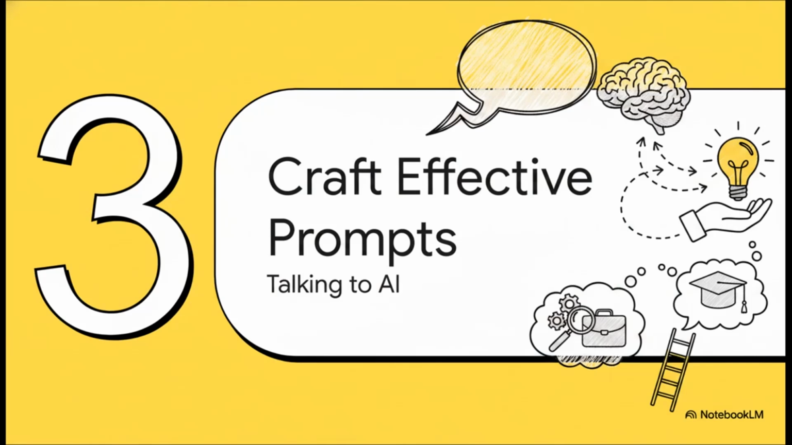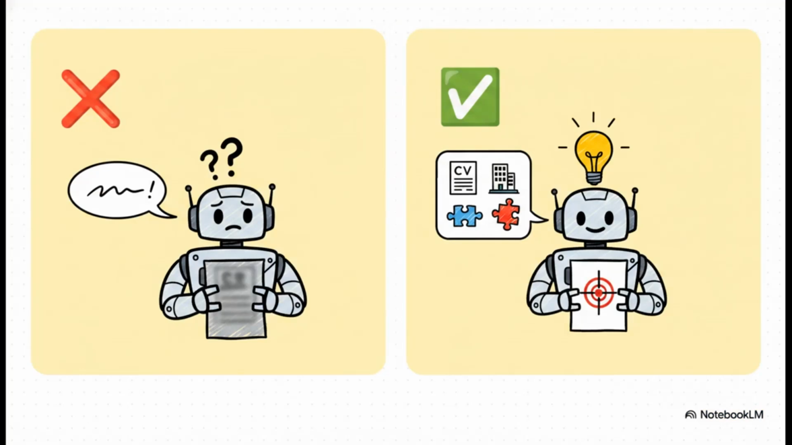All right, Section 3, crafting effective prompts, talking to AI. So how do you actually get the AI to give you a good answer? Well, it's all in the prompting.